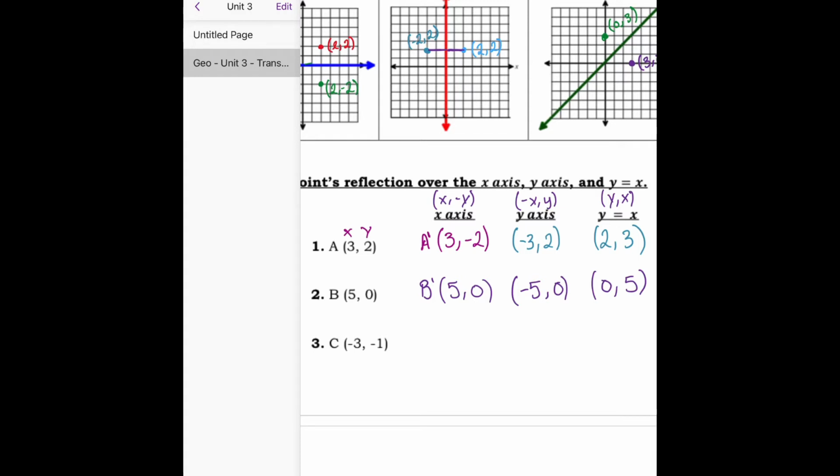And last one for this page, C prime. I need to switch the sign on my y. My y in this case is negative, which means it will become a positive. So -3, +1. Next, I'll do my y-axis, which is switching the sign on my x. Again, my x is also negative, so that is also going to become a positive. So 3, 1.